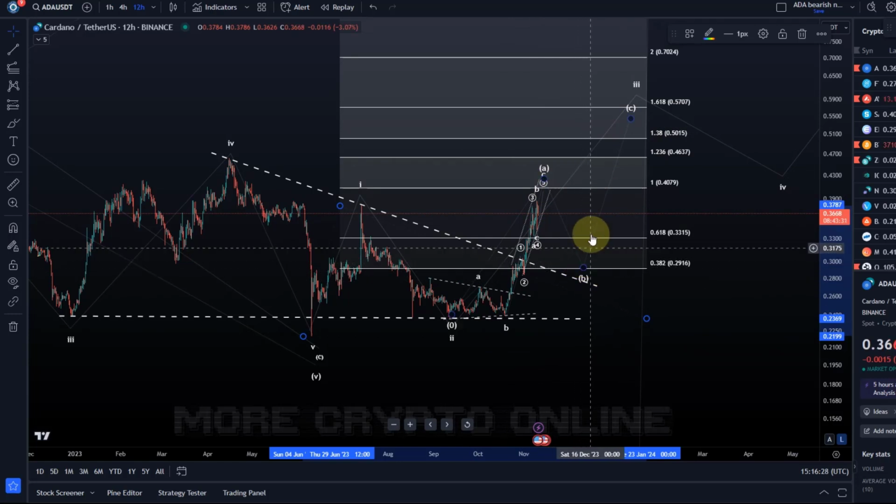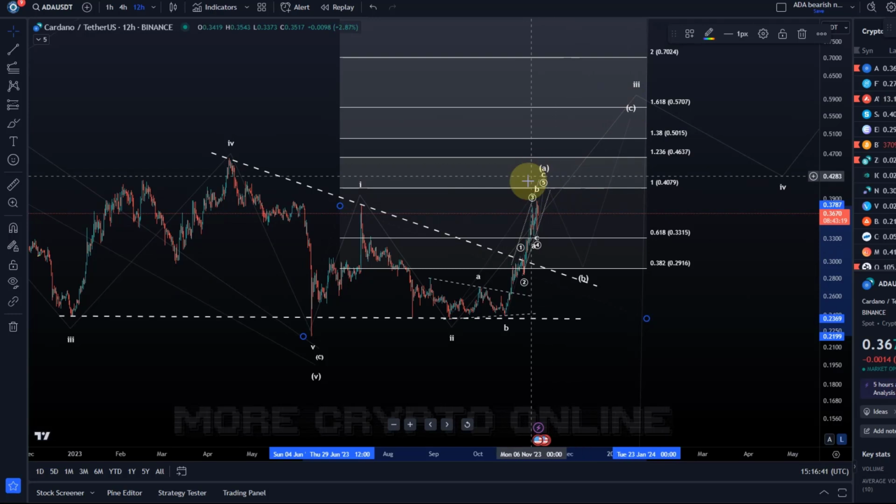Sometimes they just do this in one go, okay? But if we get a nice B wave pullback, a corrective pullback, then this could set us up for a C wave rally towards 57 cents. And I think we have a chance that maybe we get one more extension higher, maybe to 40.8 cents, and then we get a pullback in wave B.